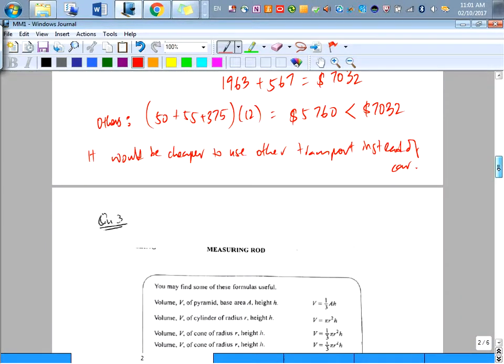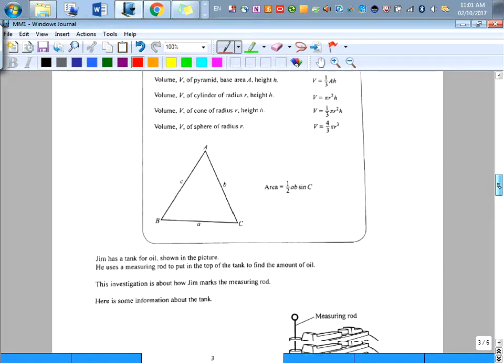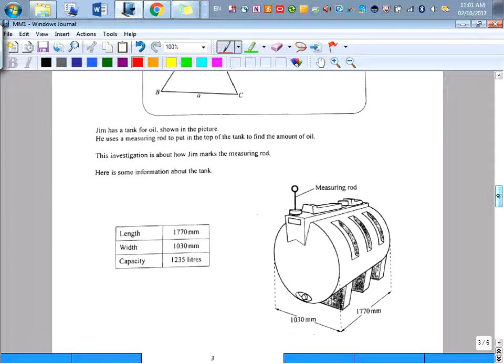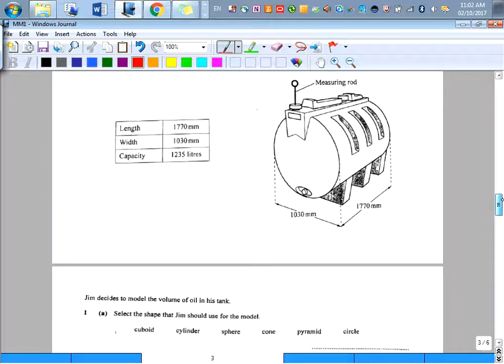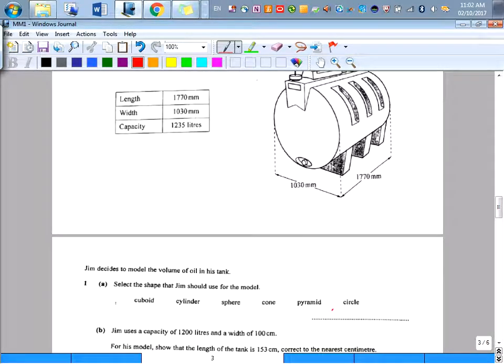And next one, modeling. You have a tank for oil shown in the picture. So he wants to use a measuring rod to put inside the top of the tank to find the amount of oil inside. Okay. So select the shape he should be using. Cylinder.